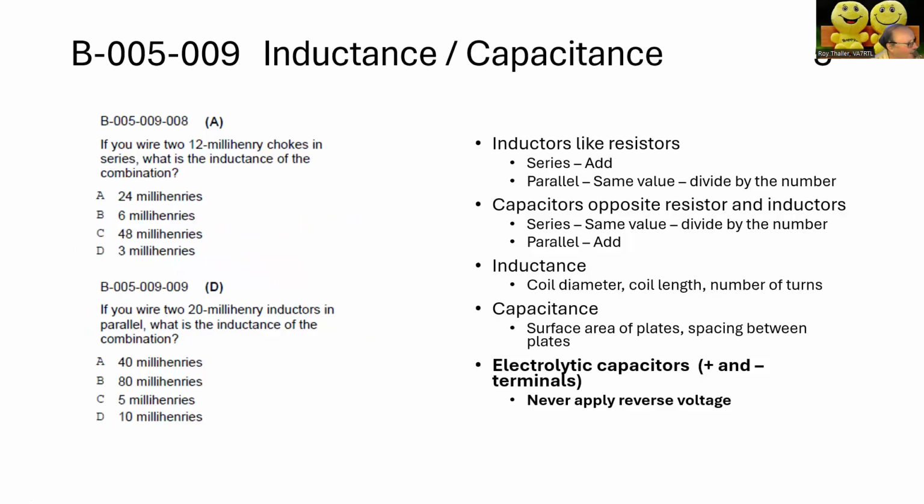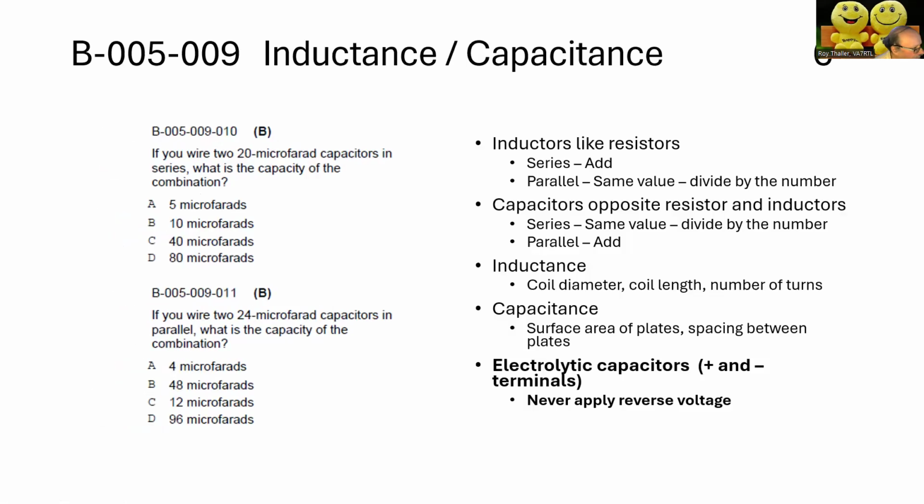Here's another question. If you wire two 12 millihenry chokes in series, what is the inductance combination? So remember, this is similar to resistors. So 12 plus 12, correct answer is 24 millihenries. If you wire two 20 millihenry inductors in parallel, remember this is similar to resistors. So it's 20 divided by 2, which would be 10. So D would be the correct answer.